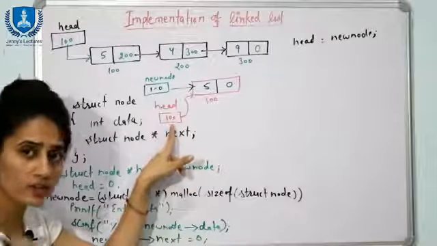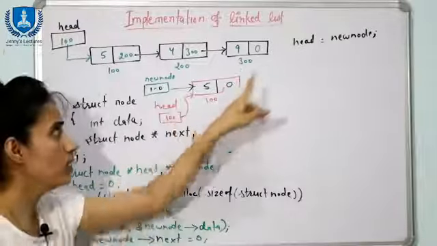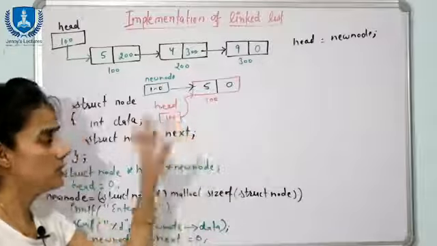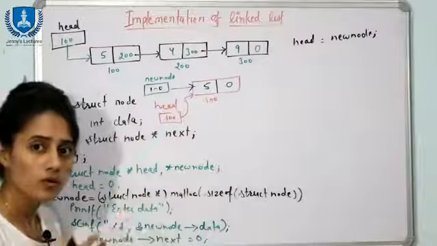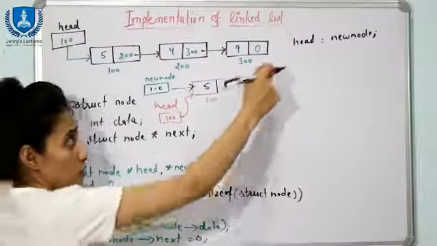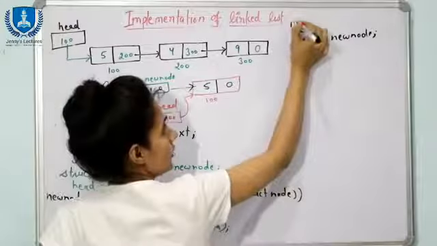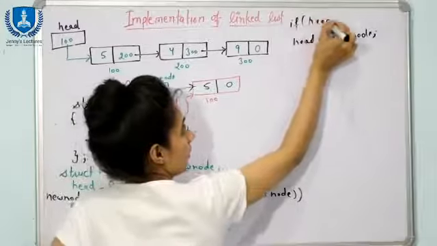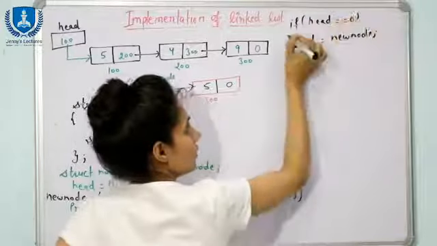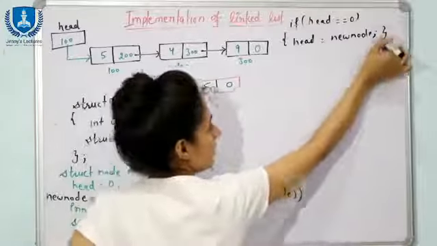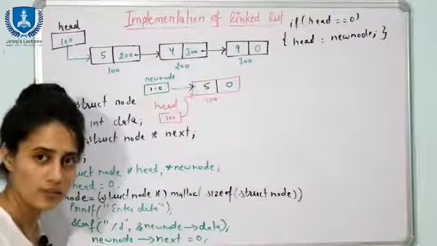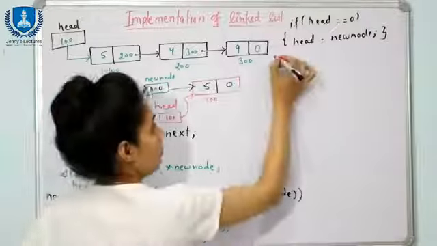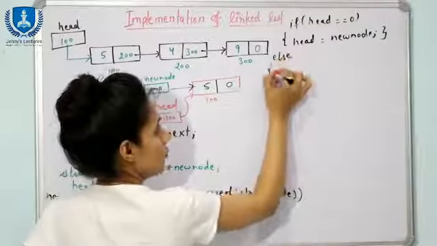See, in the starting case head is equal to null, that is why we have simply done this. If head is not null, then what will you do? Here you will write one condition before this: if head is equal to null, then you can do this thing, and that is fine. Else, if head is not null, then what will you do?